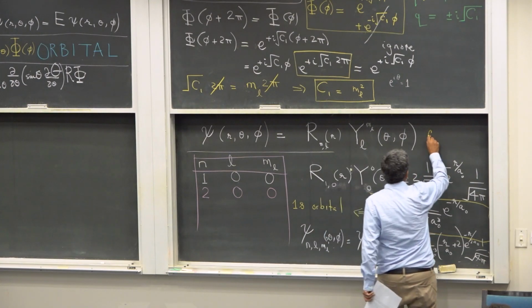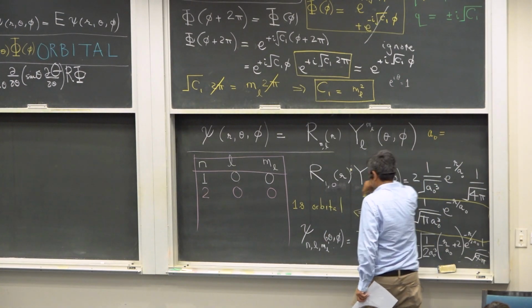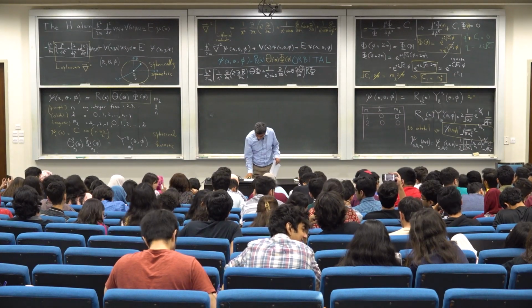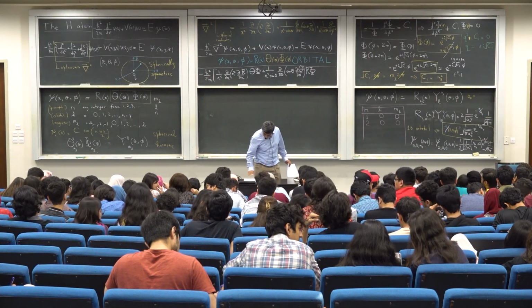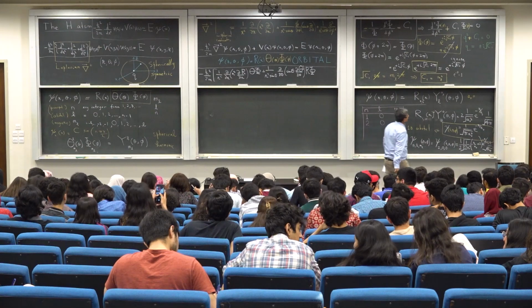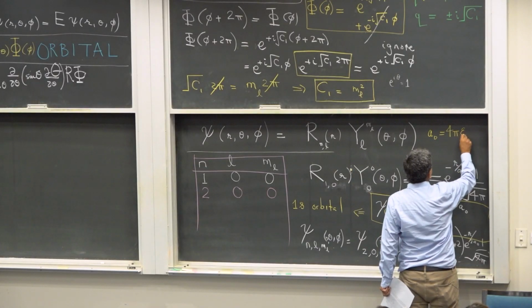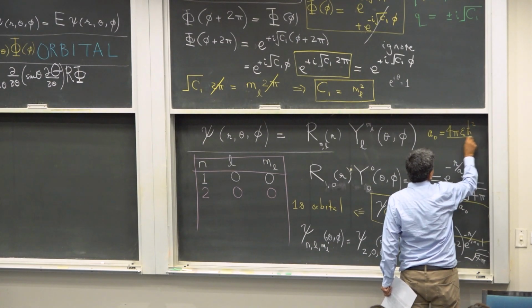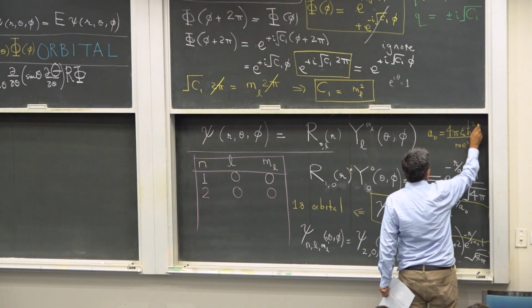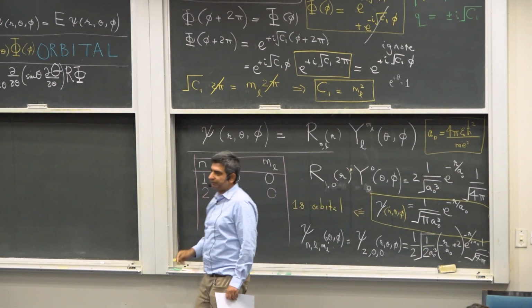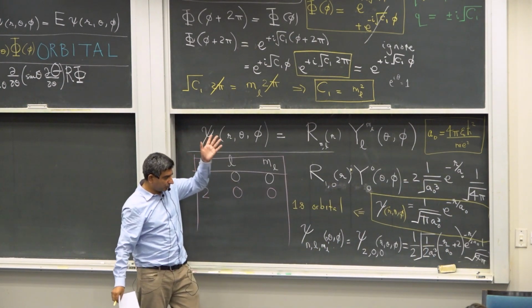Does anyone remember a naught? Half an angstrom, 4 pi epsilon naught h bar square over m e square. It's about half an angstrom, whatever the value is. You learned this from your old Bohr's quantum model.